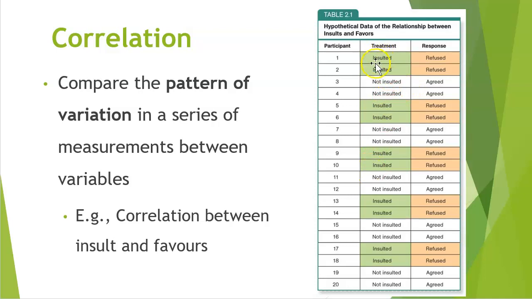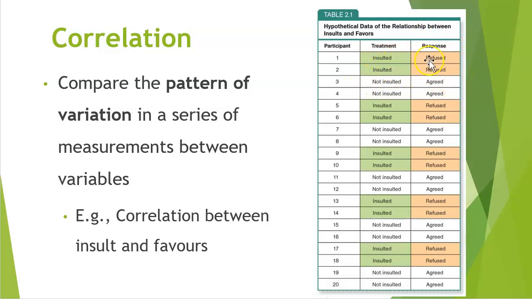And the hypothetical data is looking at the relationship between insults and favors. So treatment is, were they insulted or were they not? And then the response is whether someone will do a favor for someone or not. So when it says insulted, that means obviously the researcher insulted the participant. The response is then the same researcher asked them, hey, will you do me a favor? In orange, it means they said no. And so what we're looking at here is that whenever someone was insulted, they also refused to do a favor.